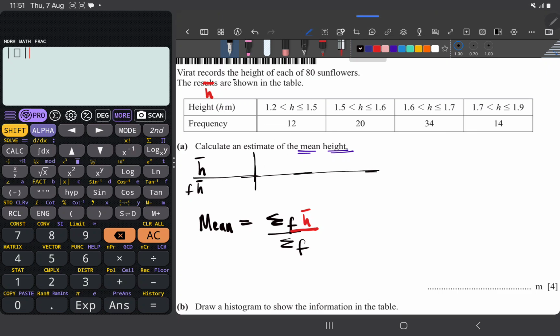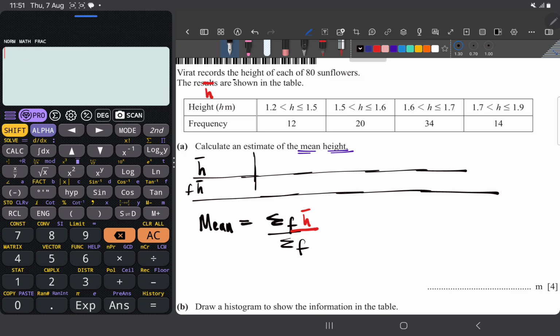We make a table. For h bar, you say 1.2 plus 1.5 divided by 2. So we'll be having our fraction. This is how you get the midpoint of this. 1.2 plus 1.5 divided by 2, you get 1.35. And it is going to be multiplied by 12, because its frequency is 12. So you multiply this by 12, you get the f h bar, which you're going to put in here.